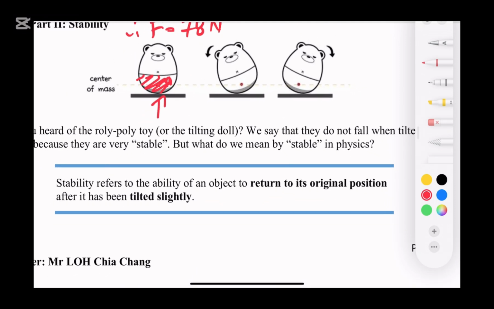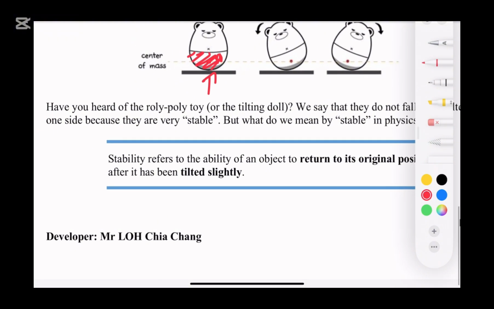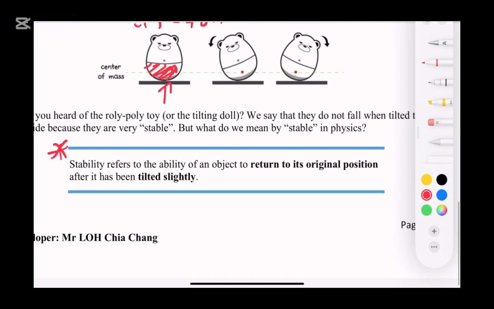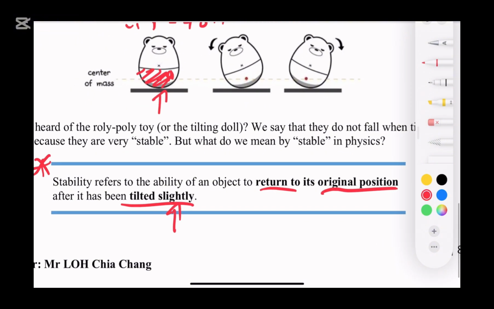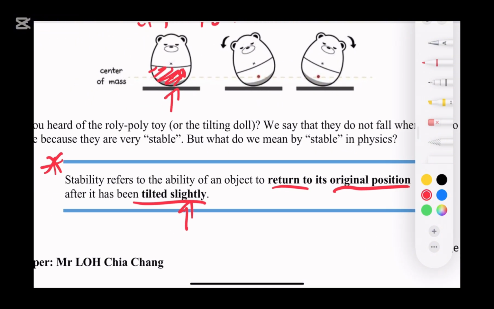So what do we mean by stable? Again, another definition to memorize. Stability refers to the ability of the object to return to its original position after it has been tilted slightly. The keyword here is slightly. Of course, there are some objects not as stable as this. If you tilt enough, it will of course collapse. It will fall onto the side that you push it to. So the keyword here is slight tilting. So if the object can return to the original position after it has been tilted slightly, then it is considered stable.